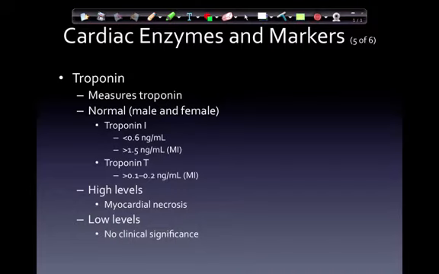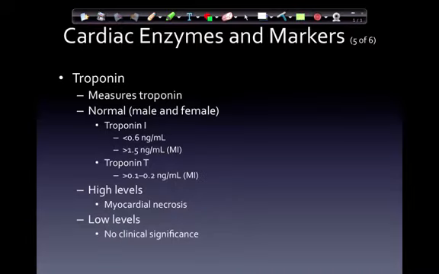Troponin measures troponin. Troponin is pretty close to the myosin head of the thin and thick filaments in the muscle cell. So it's an intracellular component of muscles. Now, cardiac enzymes specifically have this, so this is cardiac specific. In the normal male and female, a troponin I less than 0.6 nanograms per milliliter is normal. A troponin of 1.5 nanograms per milliliter is suggestive of an MI. It would come from the intracellular compartment.